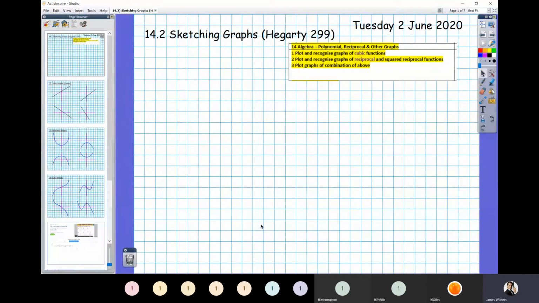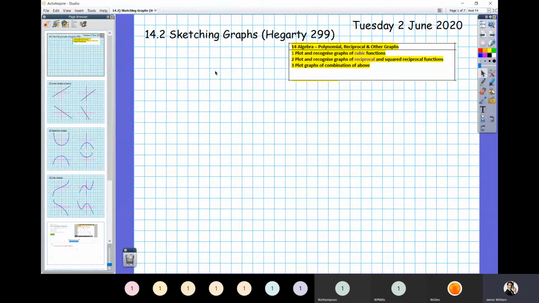Sorry, somebody got a query? No, okay. I'm assuming you can see it saying sketching graphs. Can somebody just confirm you can see that? Yes, lovely. Thank you.